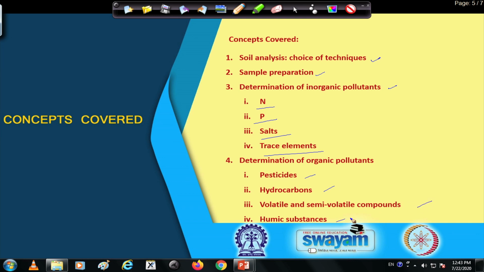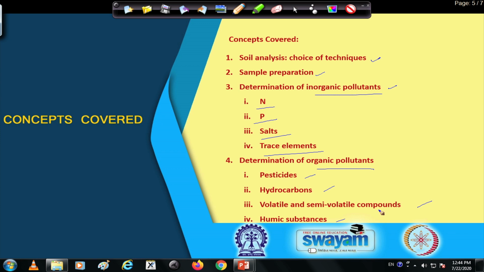and humic substances. Remember, soil is called contaminated when it has a higher concentration of either inorganic pollutants or organic pollutants or both of them, which causes significant health damage for human beings and also creates hazard to the environment. So, to determine whether a soil is really contaminated or not, you have to adopt certain methodology for error free or accurate measurement of different pollutants.